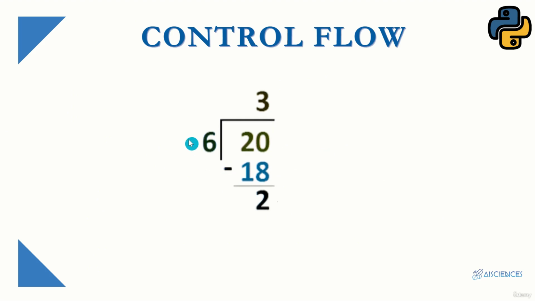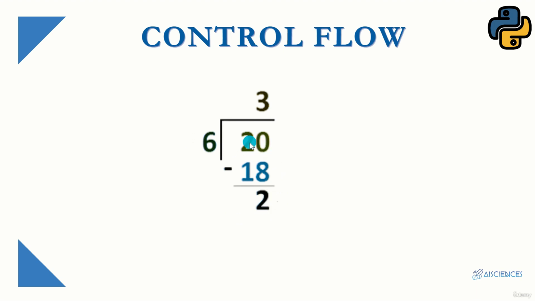Okay. So here, if we divide 20 by 6, the answer will be 3, right? This is the result of division, but we are not interested in 3. We are interested in 2. We are interested in remainder, modulus, right? If we divide a number with another number and modulus is not 0, then the particular number is not divisible by the other number. For example, this 20 is not divisible by 6. That is why remainder is not 0.